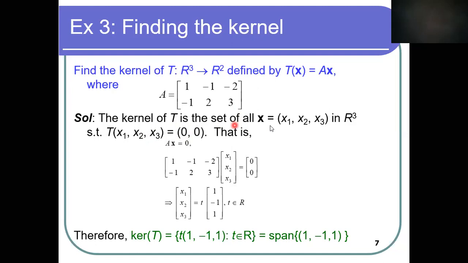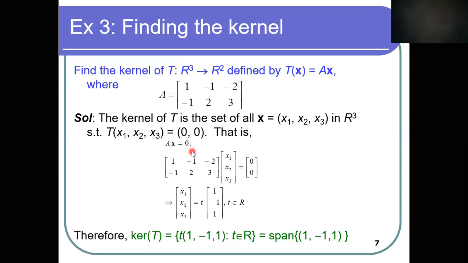kernel of transformation, which is basically a subspace of R3. The kernel is always a subspace of the domain, and the domain in this transformation is R3. So x, y, z belong to R3. We have to find the x, y, z such that it gives you the 0, 0 of the codomain. So you have to solve Ax equal to 0, because the transformation here is T(x) = A x. So if the transformation is 0, it means Ax is equal to 0.